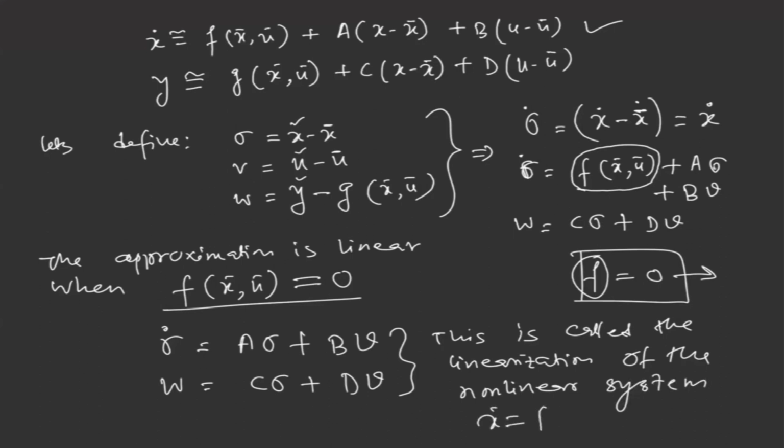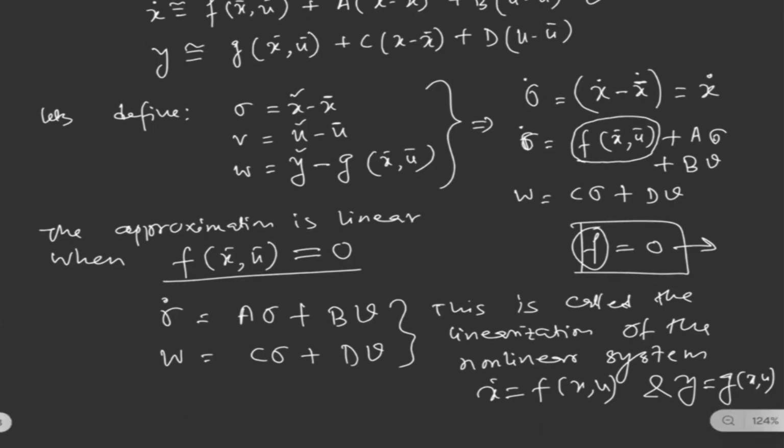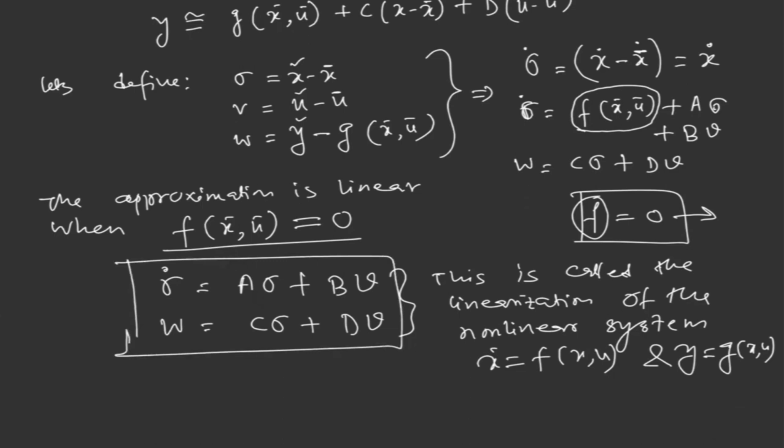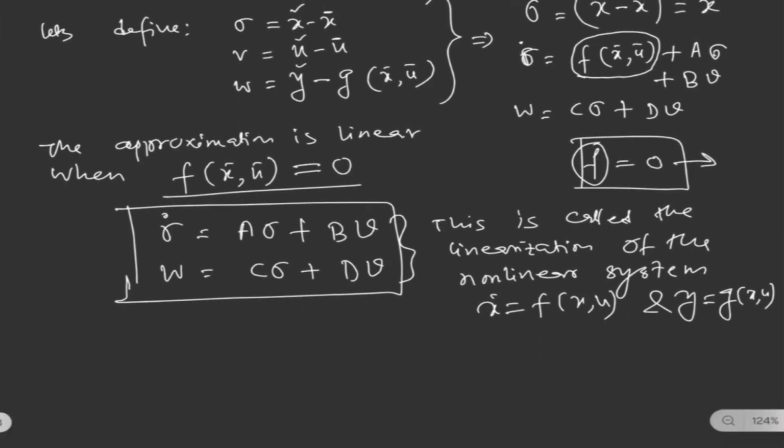x dot equal to f of x, u and y equal to g of x, u. This is quite an important part of how we can come up with the linear form. This is the linear form of the nonlinear system. We'll take an example of the same system you considered in the previous lecture, the pendulum system, and see how we can come up with this linear model structure.